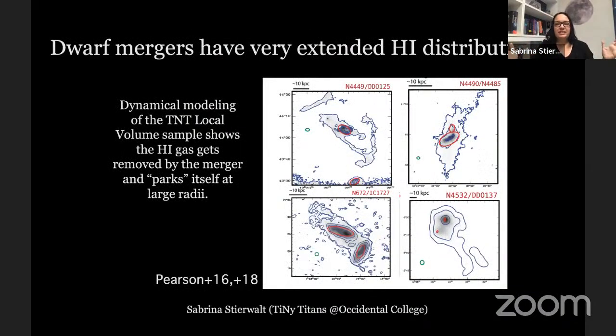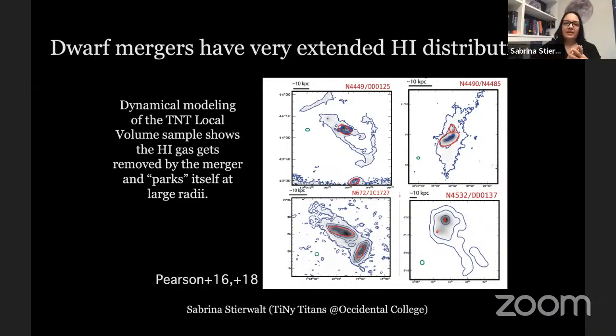So what is going on with the gas? If you have all this extra star formation, why isn't it gobbling up the gas? Well, we've done some dynamic modeling. Sarah Pearson leads this work of dwarf mergers that are very close, and so we can study them in detail. And what she finds is that the HI gas in these dwarf mergers sits in very big extended gas halos. So the dwarf galaxies, the stellar components, are shown in red circles, whereas the gas content is shown with the blue contours in this image.